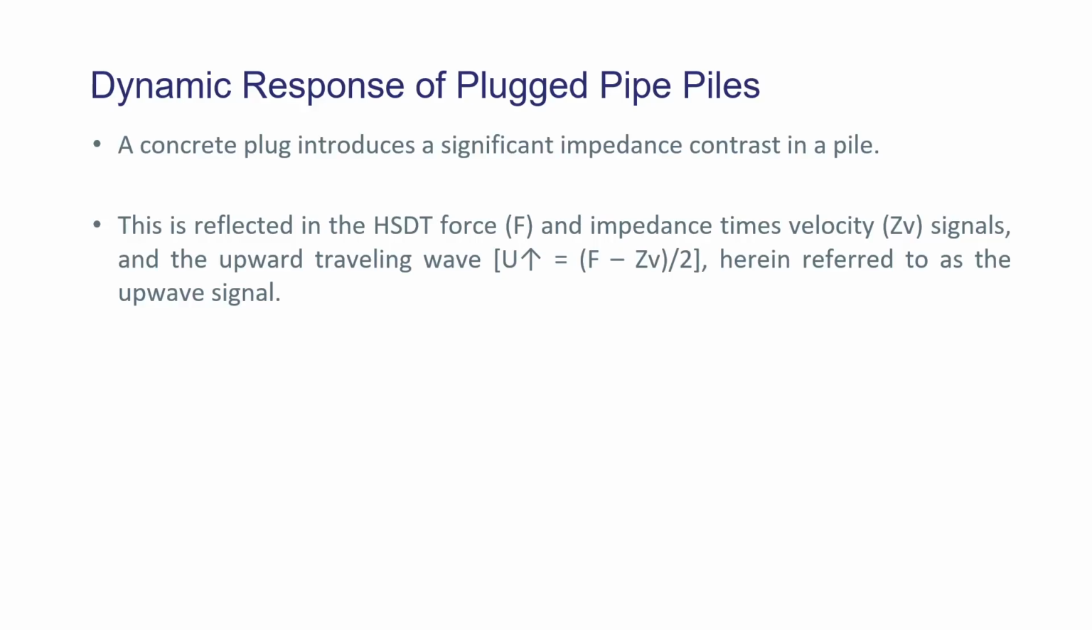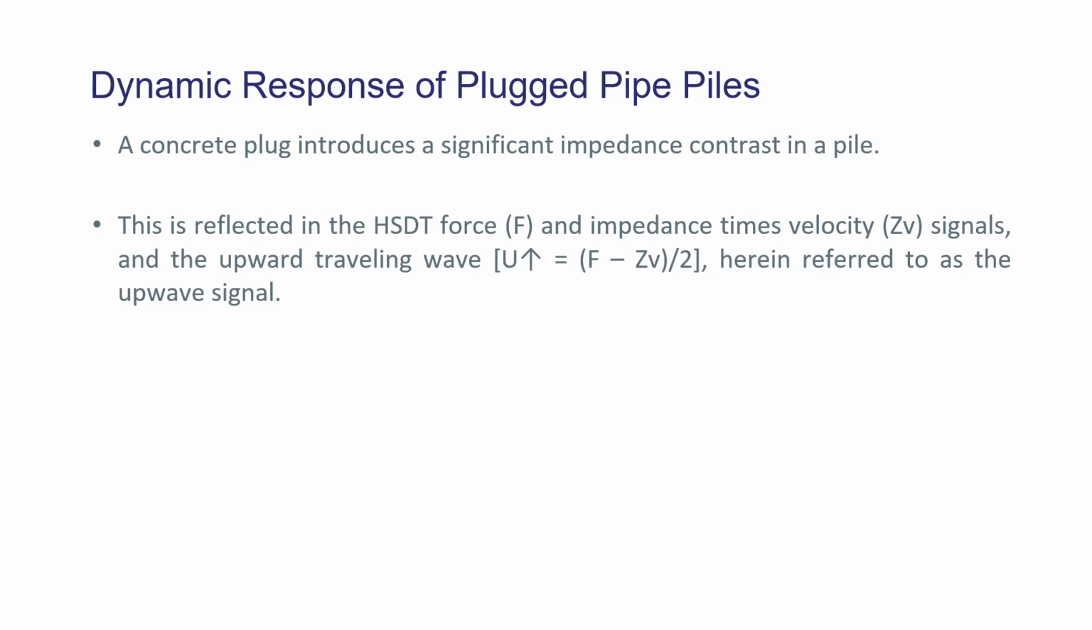What did we do there? So the deal is when we introduce a concrete plug or change a wall thickness, we can have a significant impedance contrast. The challenge with the impedance contrast to start is that we get a reflection in the force and the velocity times impedance signal. So we see this big effect that we're going to look at with the simulation here shortly.